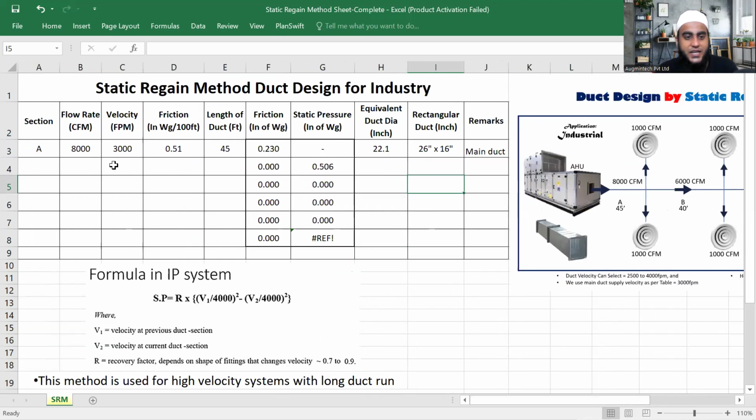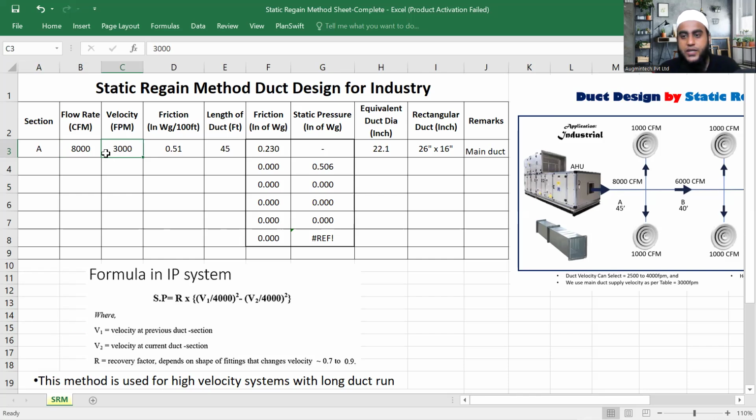So by using the static friction method, same way, because here I have written the flow rate, then velocity I have taken 3000, because I have told you as per the Carrier Air System Manual for industrial application, in the main duct for supply air duct, the velocity we can maintain up to a maximum of 3000. So I have taken 3000. So if you know the flow rate and velocity, the remaining parameter, like friction loss value in 100 feet of duct line, you can easily get from the software.